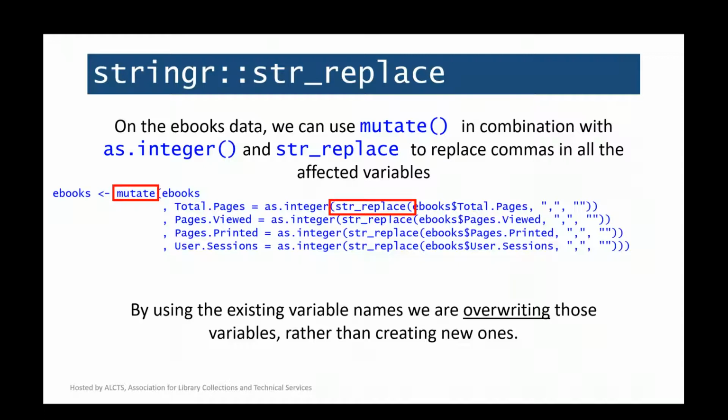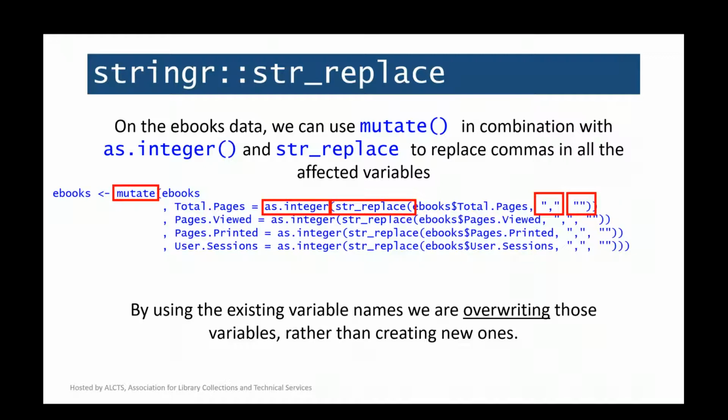I'm using string replace on that vector, on the total pages vector. I'm looking for any commas in all of the elements. And I mentioned earlier R is vectorized. That means that it's going to look through each one of the elements of this vector and make any changes I tell it to. So it's going to look for a comma in each one of those, and it's going to replace it with nothing.